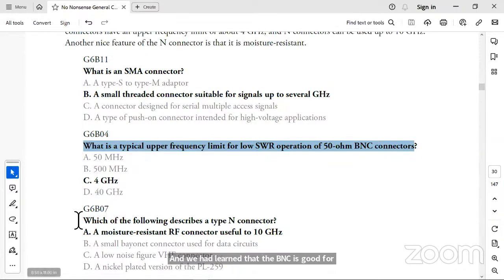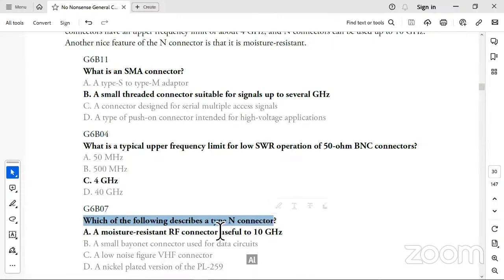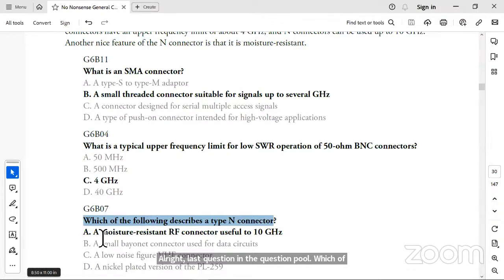All right, last question in the question pool. Which of the following describes a Type N connector? So it's well constructed, it's moisture resistant, it's an RF connector, and it's useful up to 10 gigahertz, right? So one of the better or the best connectors that we have been talking about, and often used in commercial UHF and above. Very good connector, a little bit more expensive, but really, really lovely connector. All right.